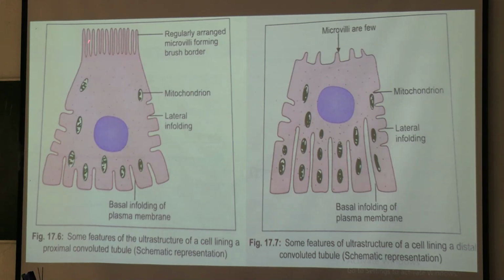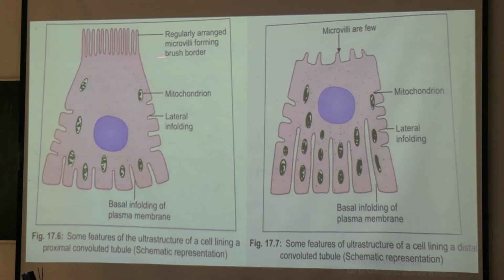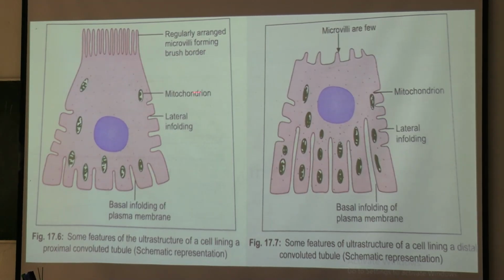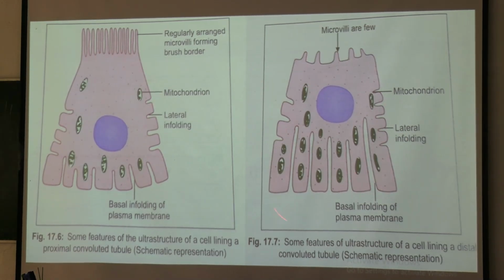Okay, here also is the difference between the cell lining of PCT and DCT. More numerous, regularly arranged microvilli form the brush border. Lateral infoldings, mitochondria, nuclei, basal infoldings, all these are also present here.